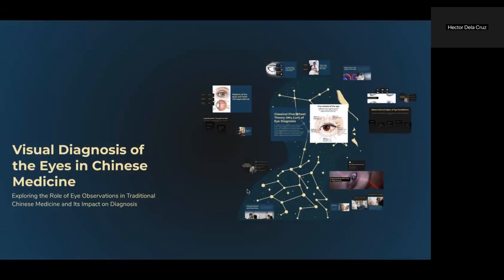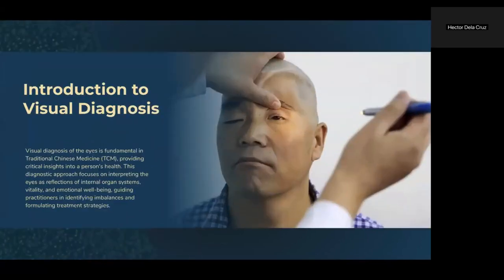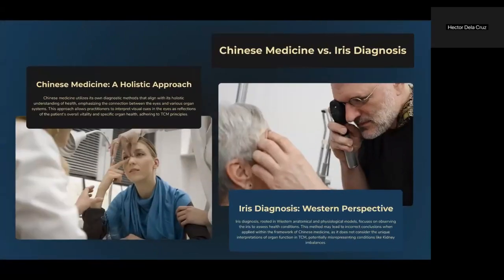Visual diagnosis of the eyes in Chinese medicine, exploring the role of eye observations in TCM and its impact on diagnosis. Visual diagnosis of the eyes is fundamental in TCM, providing critical insights into a person's health. This diagnostic approach focuses on interpreting the eyes as reflections of internal organ systems, vitality, and emotional well-being, guiding practitioners in identifying imbalances and formulating treatment strategies.